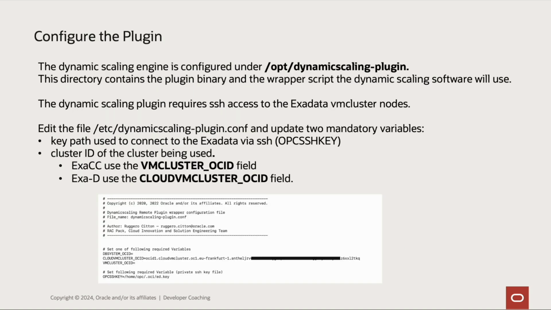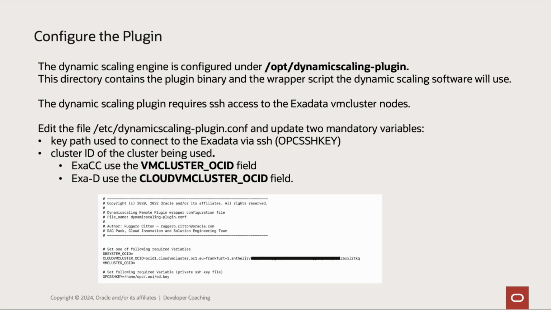After installation, the dynamic scaling plugin will be installed by default under /opt/dynamic scaling-plugin. And this directory contains the plugin binary and the wrapper script the dynamic scaling software will use. There is a dynamic scaling plugin config file that needs to be edited. There are optional parameters within here, but the two mandatory variables that need to be changed are the path of the key that is going to be used by the VM to connect to the Exadata, so the SSH private key path, and also the cluster ID of the cluster that is being scaled and monitored.